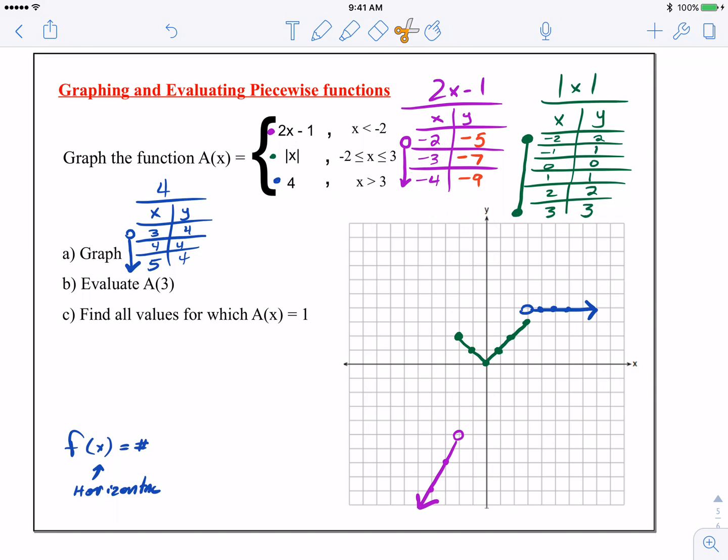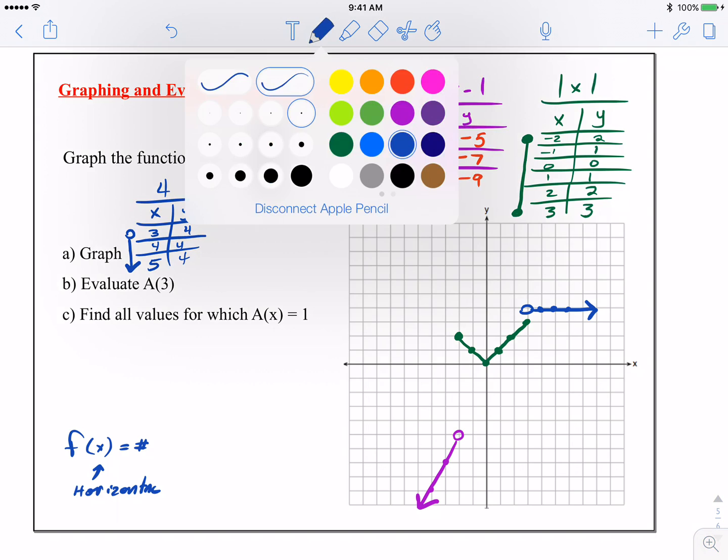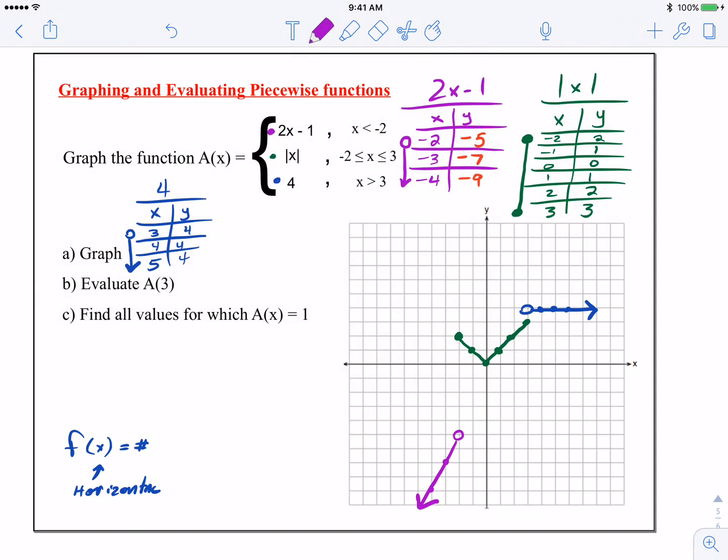So if you take a look, we've completed our graph. We have 3 distinct pieces, 3 function rules. I have my arrows in the right spot. I have open versus closed circles clearly identified. So now we're just going to evaluate it, or read our graph basically. So the first question says, we did graph it. Second question, I should say, says evaluate a of 3. So in other words, when x equals 3, what's the y value of the graph?